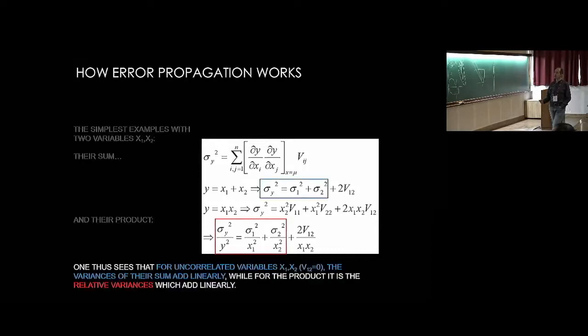Now you see that in one case, if you have no correlation, you add uncertainties in quadrature. You know that, right? And if you have a product of various different factors, it is the relative variances that add linearly, in case of no correlation. So this is important to note, right? It's good to keep in mind and it will help your calculations.